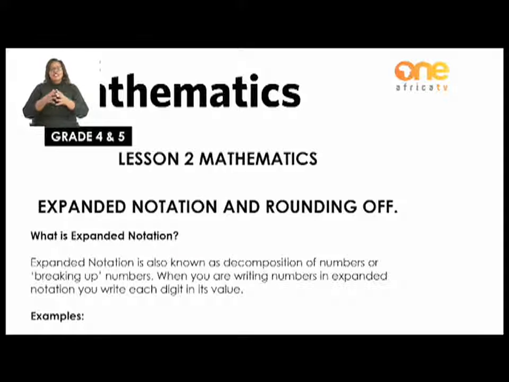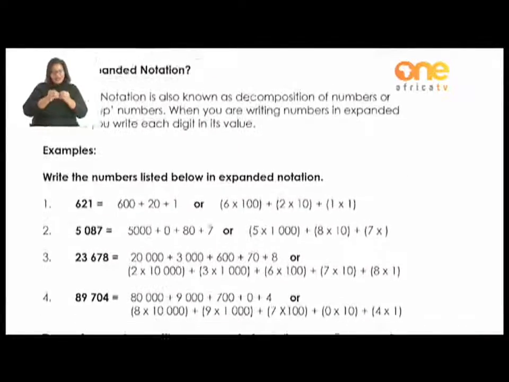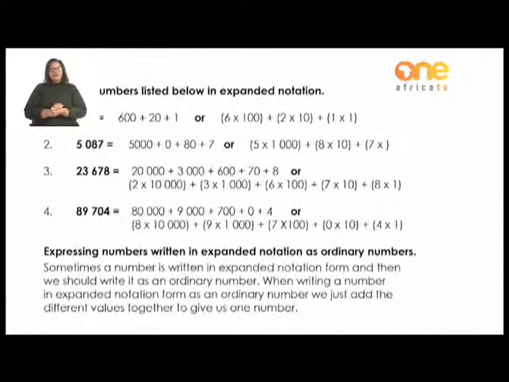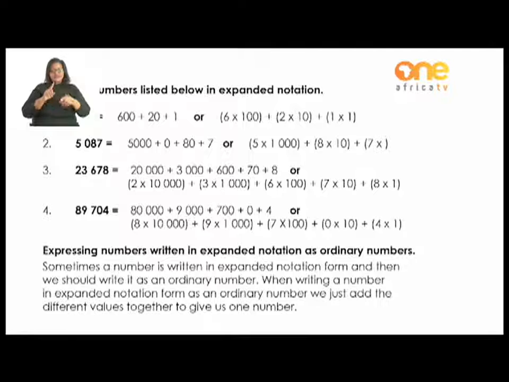Expanded notation is also known as decomposition of numbers or breaking up numbers. When you're writing numbers in expanded notation, we write each digit according to its value. Remember with our first lesson, we talked about place value and we talked about value. Now, in decomposition or expanded notation of numbers, we write numbers according to their values.